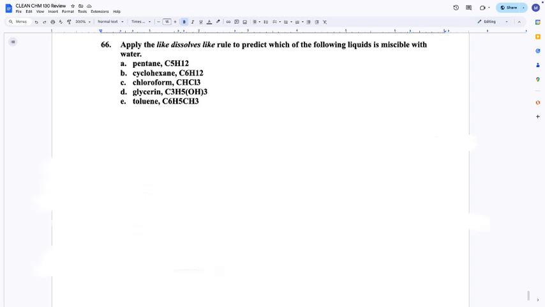So just a quick glance at the question, what do you see? Say again? Like dissolves like. Okay, we're seeing like dissolves like. Okay, what else do you see? What did you mouth? You got missable?